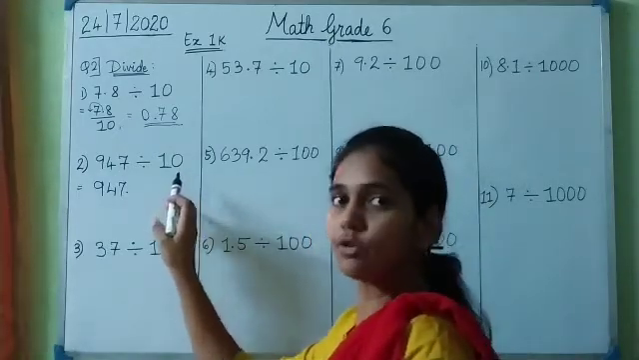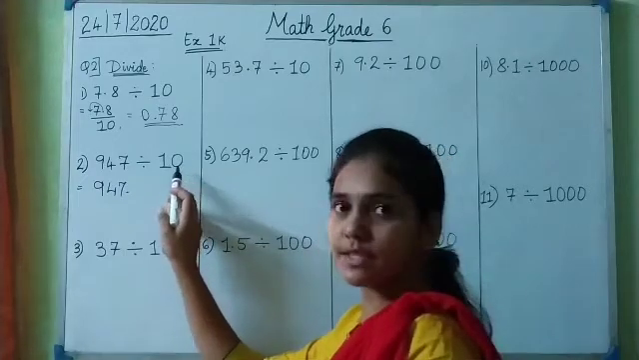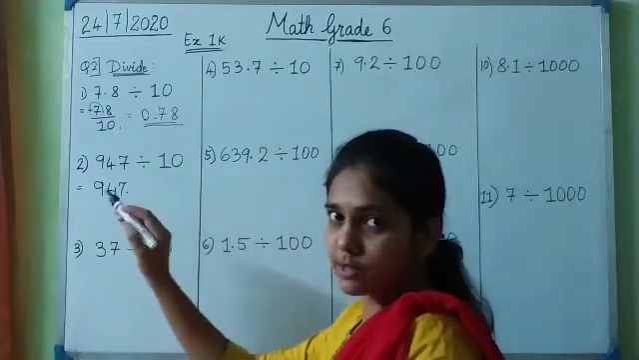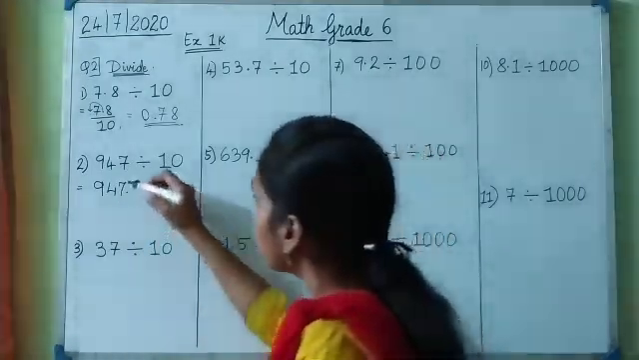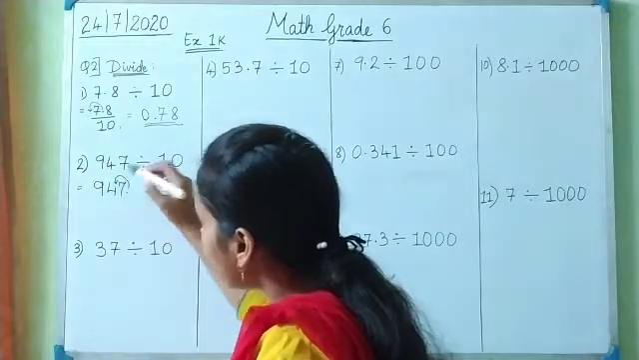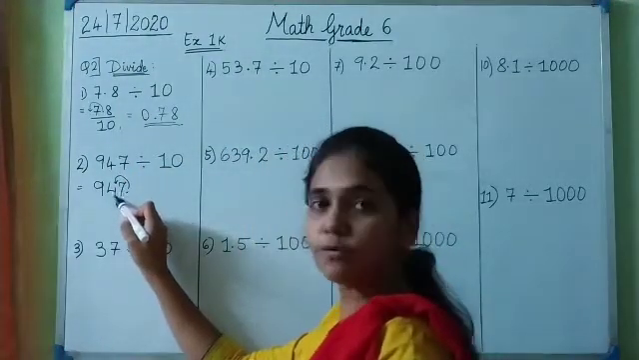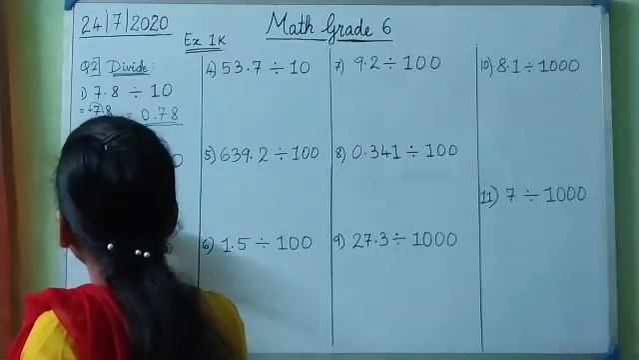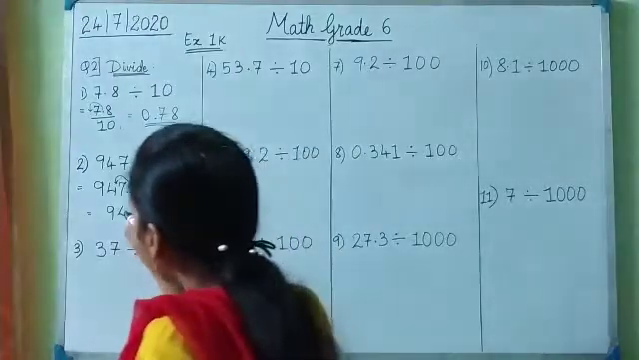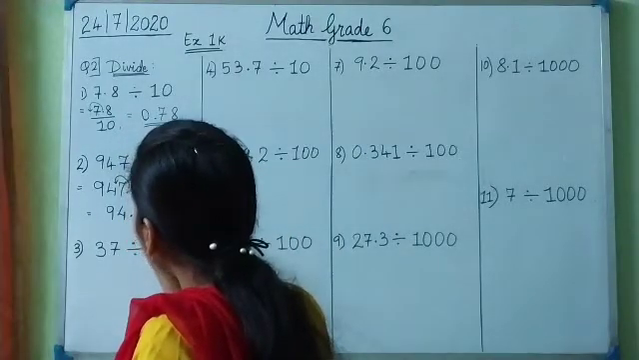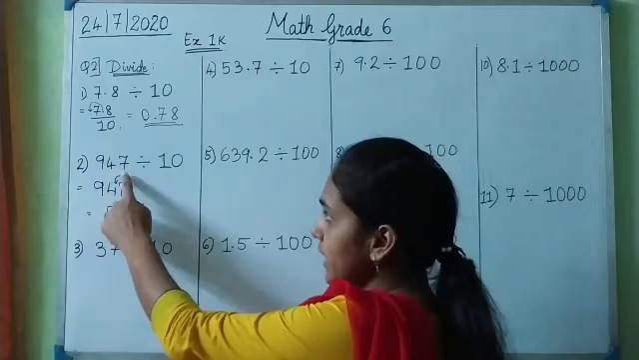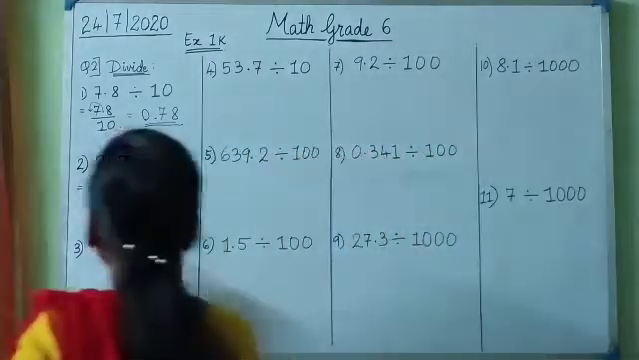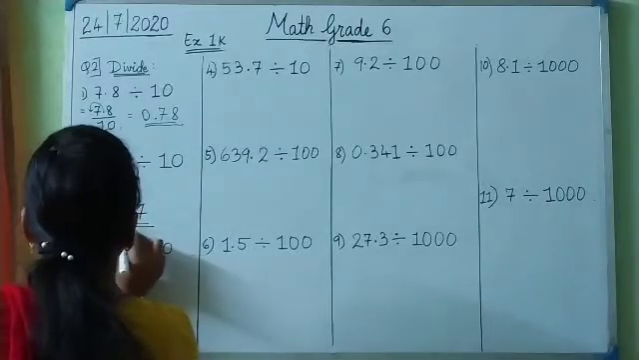Now it is divided by 10, and in 10 there is only one zero. So we have to shift this decimal point one place towards the left. Where will it come? It will lie between 4 and 7. So 9 remains as it is, 4 remains as it is, and the point comes between 4 and 7. So 947 divided by 10 gives 94.7. This is our final answer.